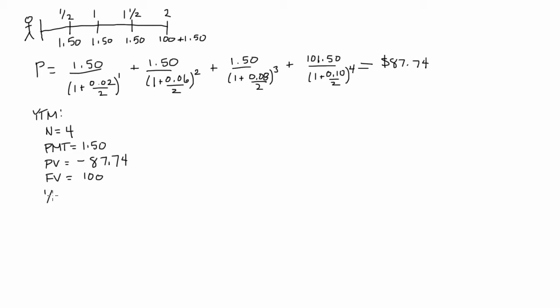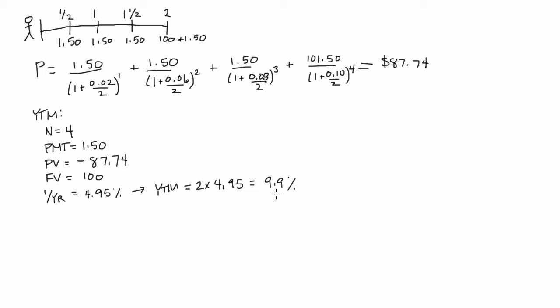We hit that I over YR button. And if you remember, my calculator's set up into one payment per year, and so my calculator spits out 4.95%. Yield to maturity is quoted on an annual basis, and this 4.95% is for the 6-month periods. So the actual yield to maturity is 2 times this 4.95, or 9.9%.